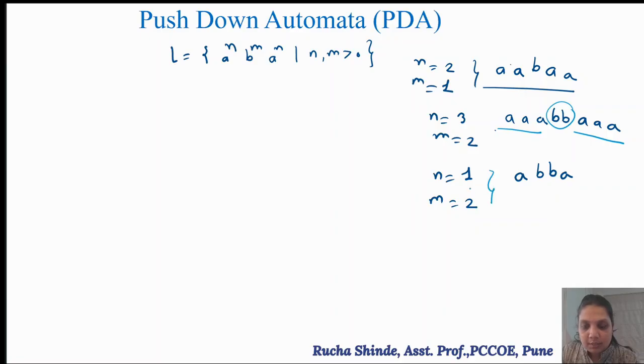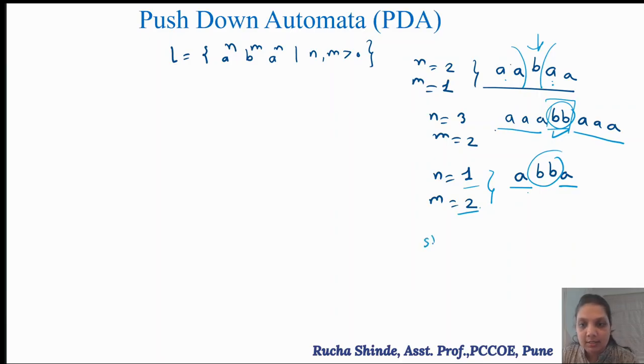If we consider the case where n is 1 and m is 2, it will be 1 a, and in between I have two b's. So if you observe, before b and after b, there should be an equal number of a's. We don't have to deal with the number of b's in between. So how can we solve this particular example?